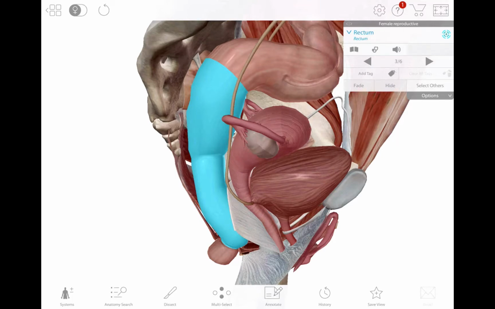Furthermore, if we think about cervical cancer or something like that, one of the first things it's going to try to do is invade the surrounding structures.